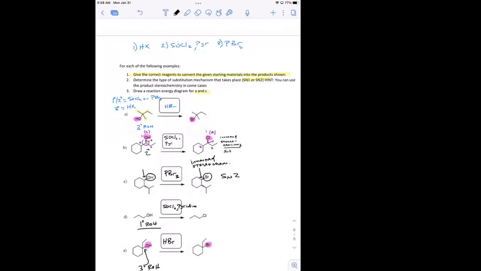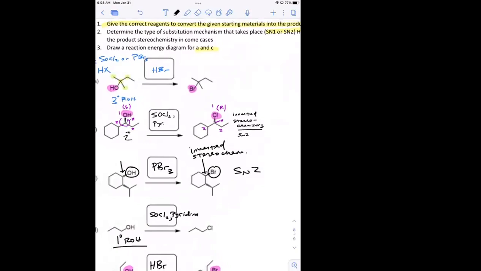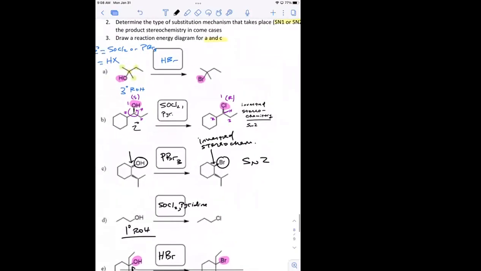All right, let's look at number 3. We didn't do the substitution mechanism for A or D and E. So what do you think about A? If you use HBr, what type of substitution is going to happen, because all of these are substitution reactions? If you use HBr on a tertiary alcohol, is it SN2 or SN1? SN1. It's SN1 because it goes through that carbocation intermediate.